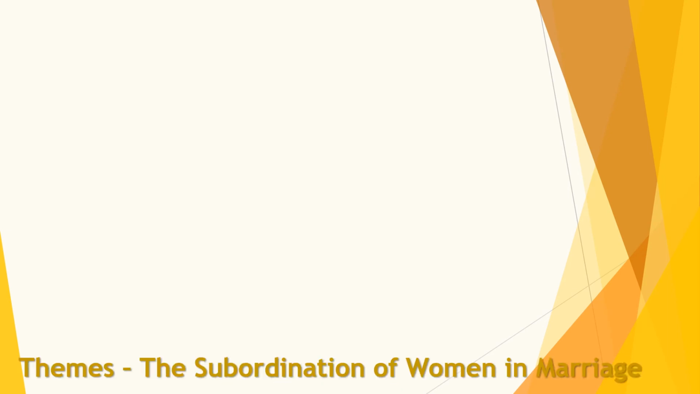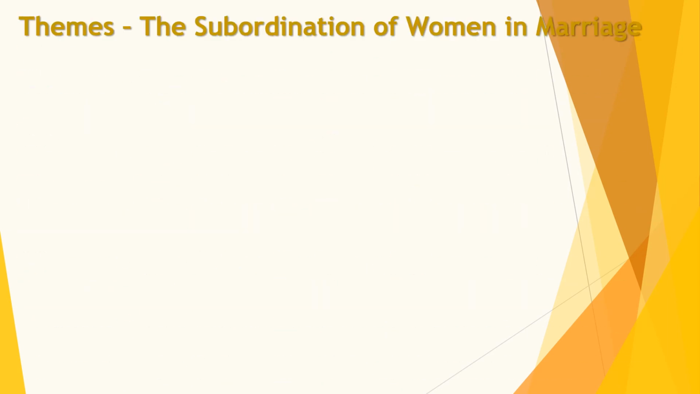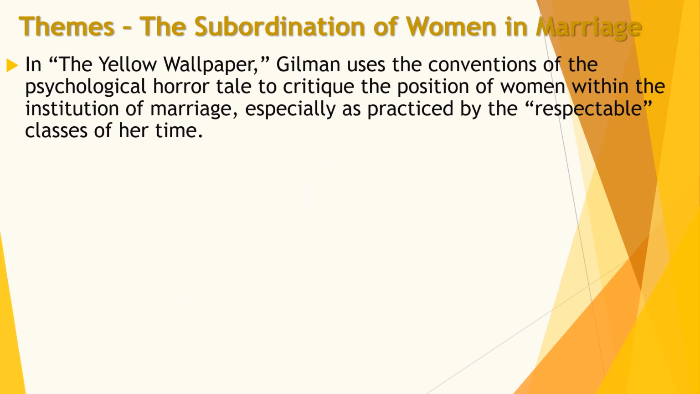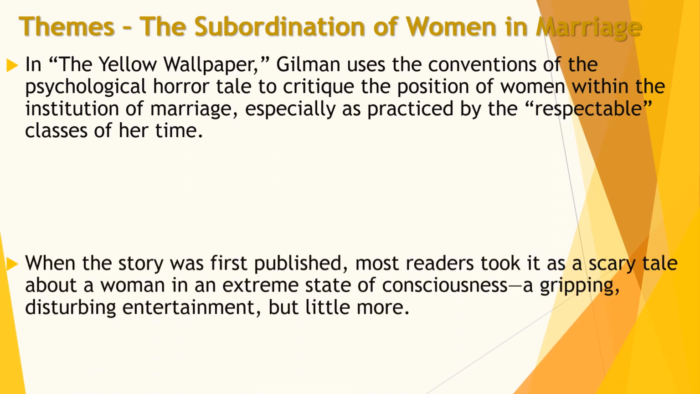Let's look at the themes we discussed earlier. First, we look at the subordination of women in marriage. In The Yellow Wallpaper, Gilman uses the conventions of the psychological horror tale, meaning the ways in which a psychological horror tale is written, to critique the position of women within the institution of marriage, especially as it was practiced by the respectable classes of her time.